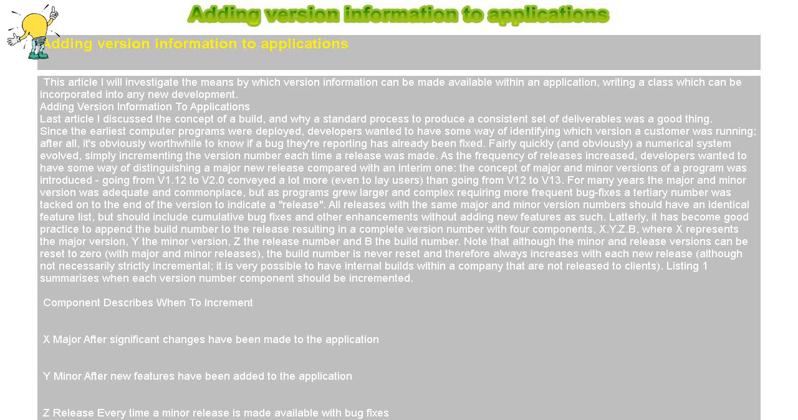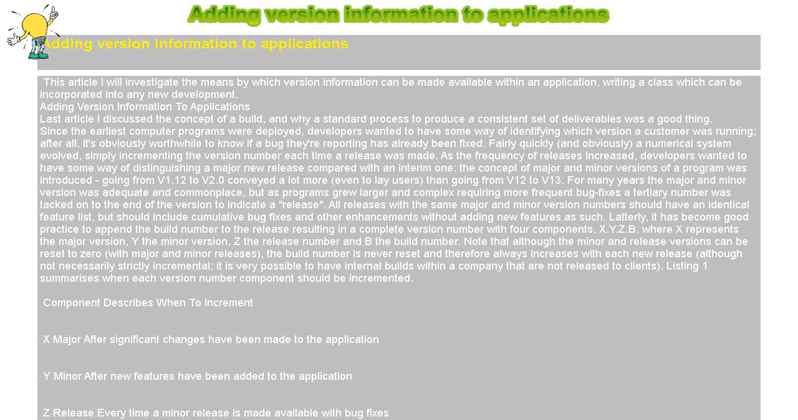As the frequency of releases increased, developers wanted to have some way of distinguishing a major new release compared with an interim one. The concept of major and minor versions of a program was introduced. Going from v1.12 to v2.0 conveyed a lot more, even to lay users, than going from v12 to v13.